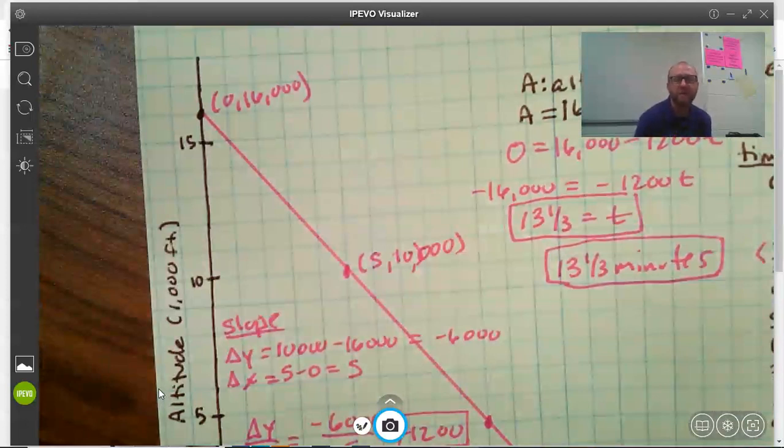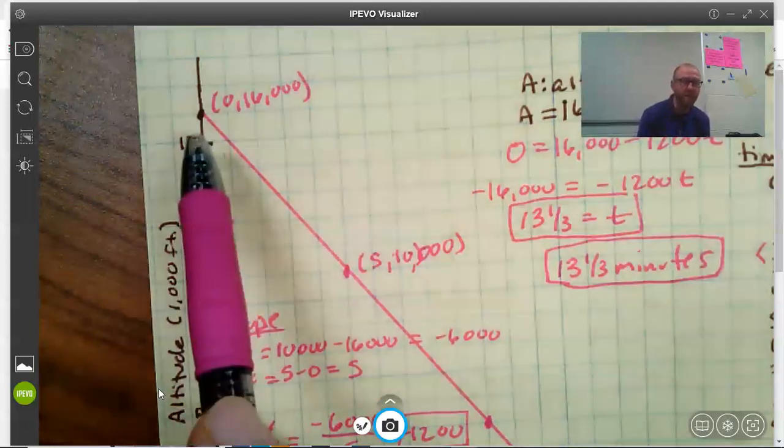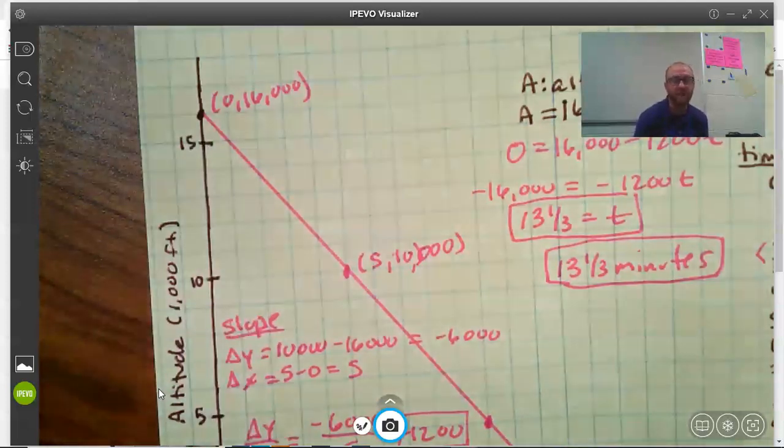Now, time being 0 in a math problem like this means that that's our starting time. That's the time that we're measuring from. Every time in our problem is measured from that initial starting time. And at that time, the plane was at 16,000 feet. So the y-intercept tells us where the plane is at our initial or starting time, and that's kind of arbitrary. We just picked that. Okay?